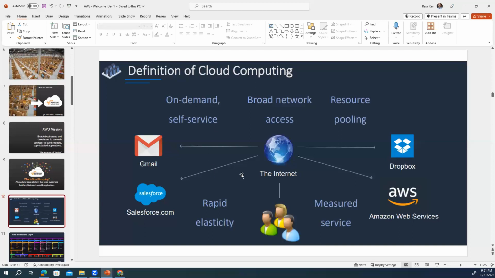And then there is something called measured service. Measured service means, if you have a mobile, an iPhone, which has 1 terabyte of storage, you may not be using that 1 terabyte of storage, right?